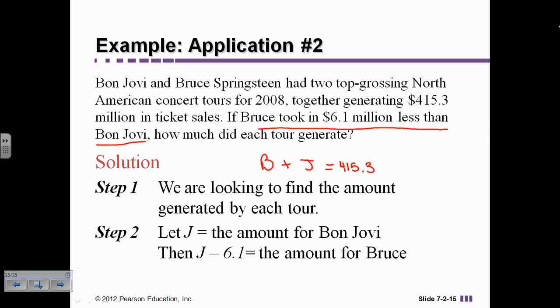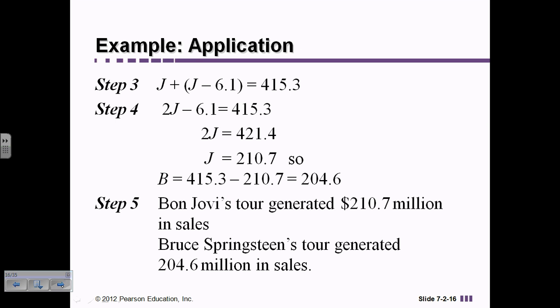So now we're going to use that information to set up our equation. The Bon Jovi tour plus the Bruce tour equals 415.3 million. Combine our like terms. Now remember, I'm sort of skipping a step here. There's a 1 understood to be right here. And when I distribute that, these two things just come out, and I end up with J minus 6.1. So then I combine my J's together and get 2J minus 6.1.